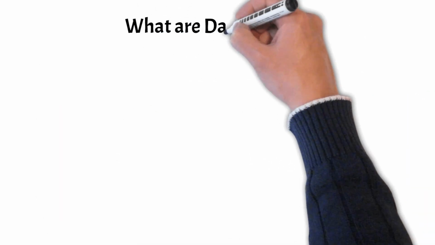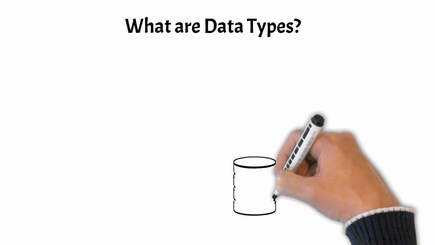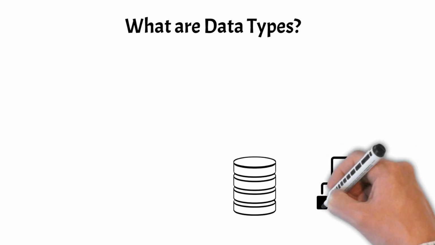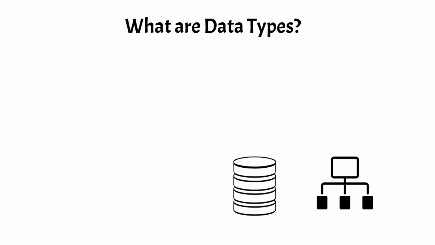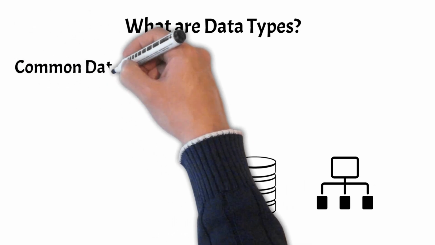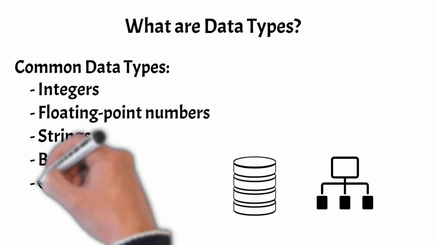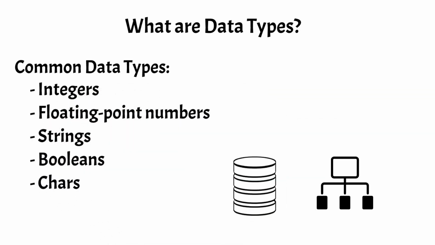Let's first see what data types are and why they are so important. Data types are fundamental classifications of data that dictate what kind of value a variable can hold and what operations can be performed on that data. Common data types include integers, floating point numbers, strings, Booleans, chars, and others. They are crucial in programming because they help ensure that data is used correctly and efficiently.